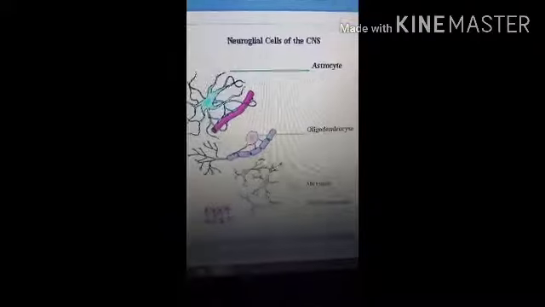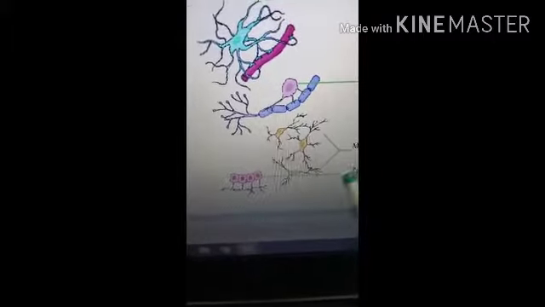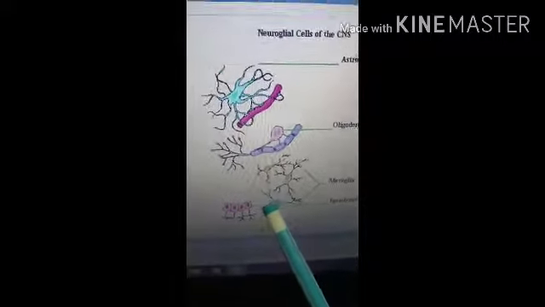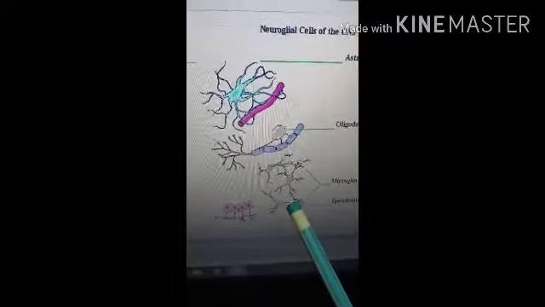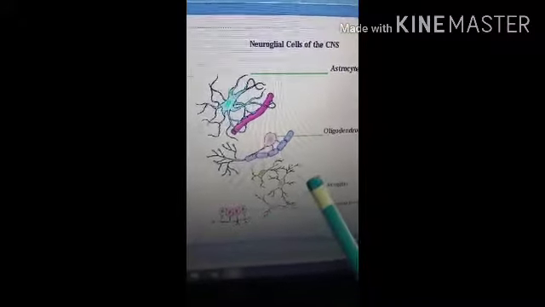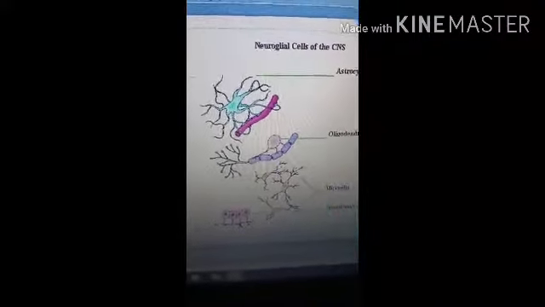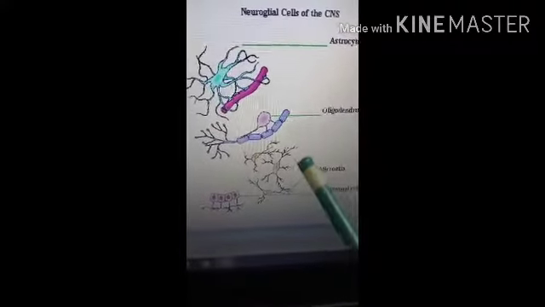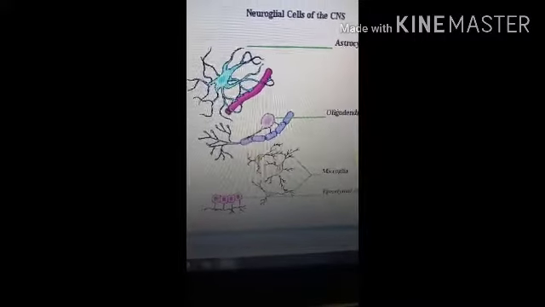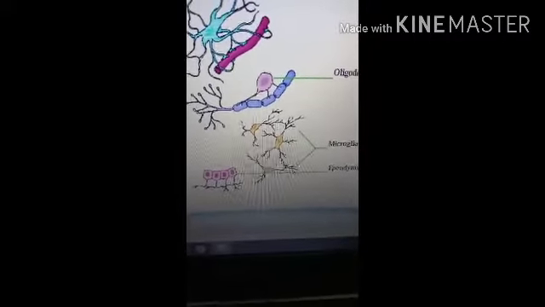Then the second cell is called the ependymal cell. So here you can see this one, the ependymal cell. It lies in the ventricles in the brain. So we had seen the lateral ventricle, then the third ventricle, cerebral aqueduct, fourth ventricle, then the central canal. So this is present in the ventricles of the brain and the central canal of the spinal cord. Okay? And these are of three types: the ependymocytes, the choroid epithelial cells, and the tanycytes. So let's see the structure of each cell.